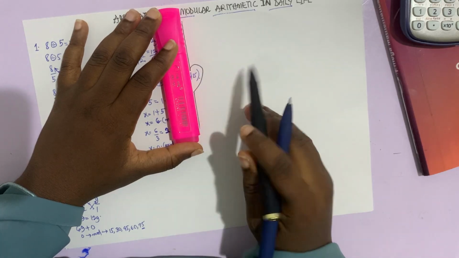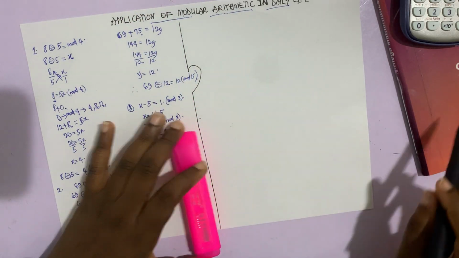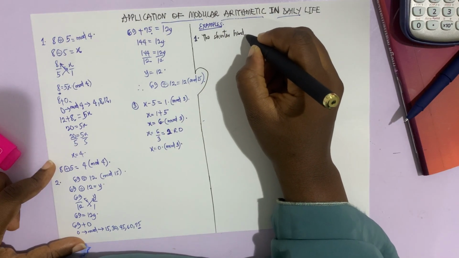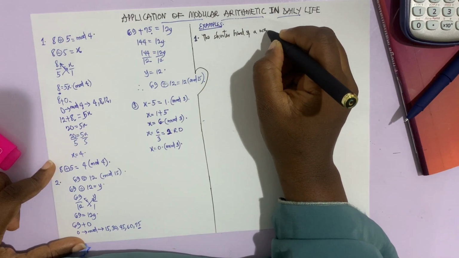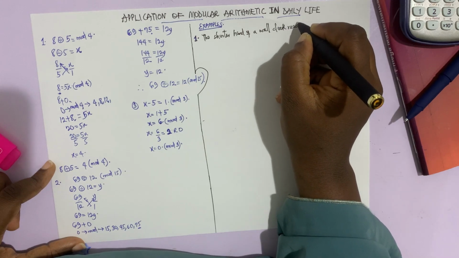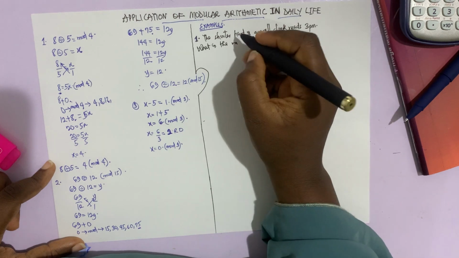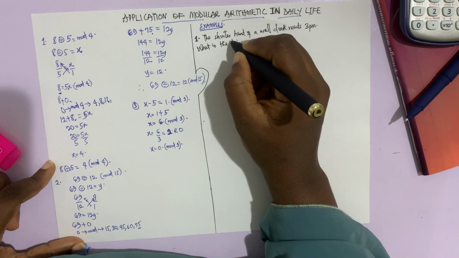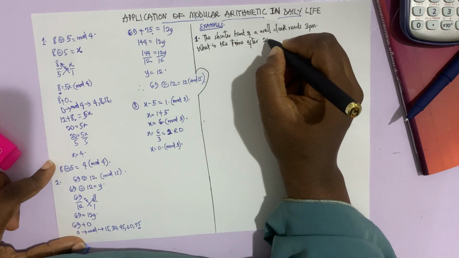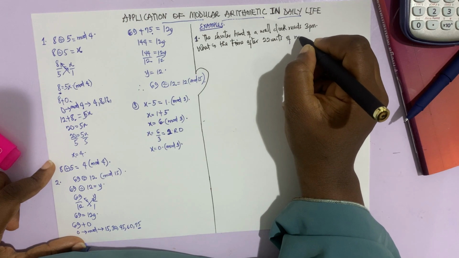We move to our video proper, which is application of modular arithmetic in daily life. The shorter hand of a wall clock reads 3 p.m. What is the time after 22 units of rotation?